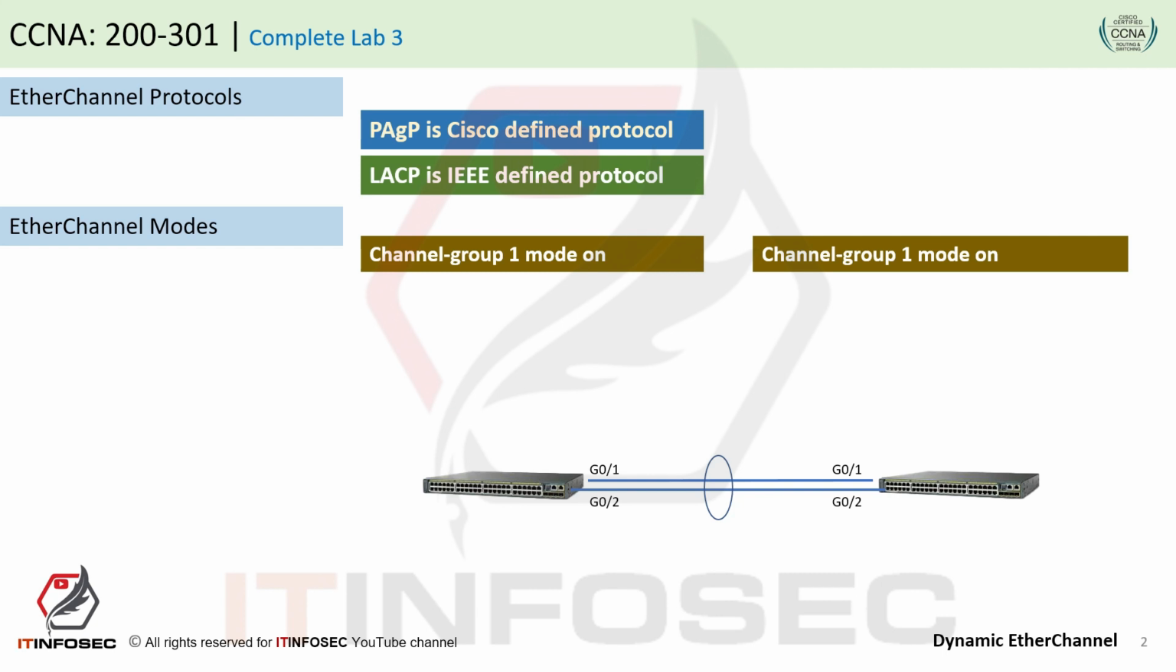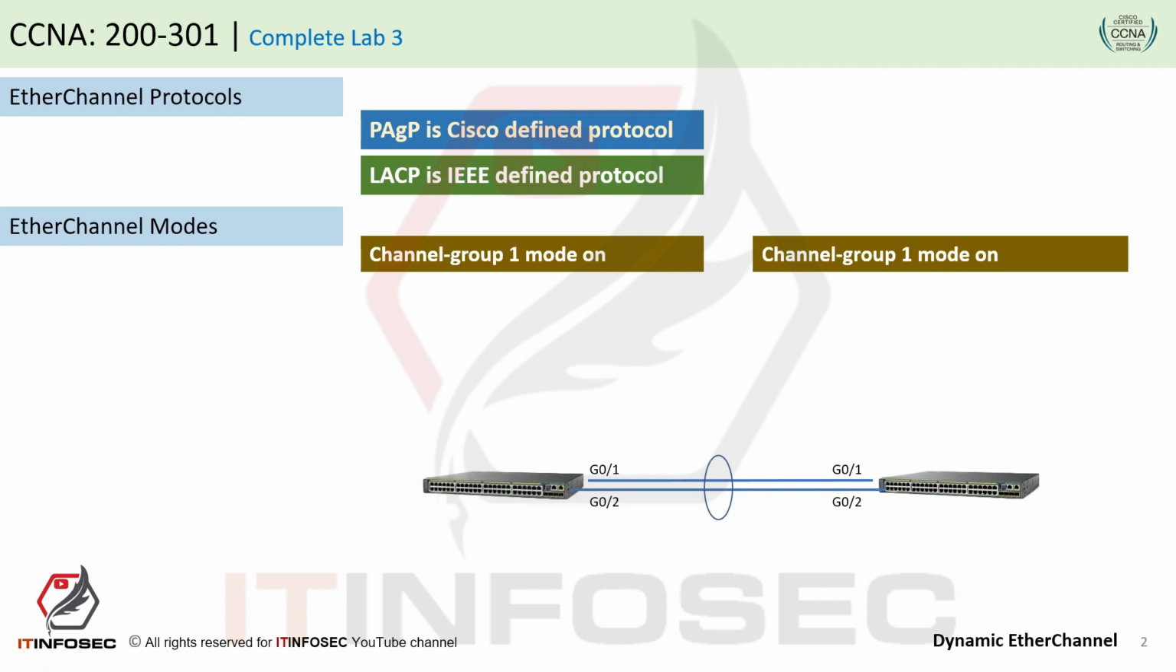So if you want to configure both sides, for example SW1 and SW2, on the first side you can perform the command channel-group 1 mode on, and on the other side you can use channel-group 1 mode on. When you configure channel-group mode on, it is not configured in PAgP or LACP. It does not work in PAgP or LACP. It just works with channel-group mode on, and will only perform correctly if the other side is configured as mode on.